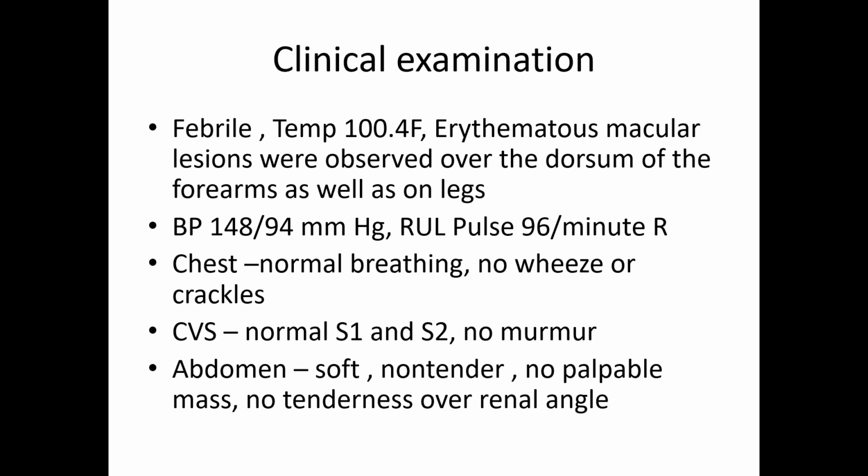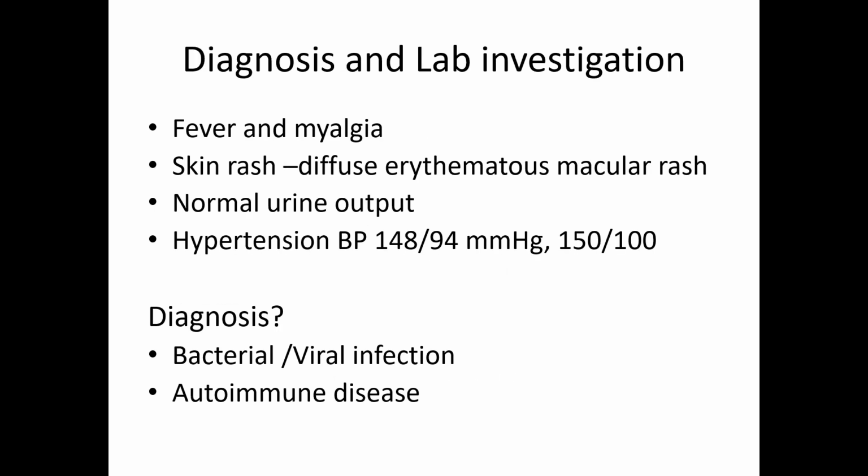Examination of the chest and cardiovascular system is normal, and on abdominal examination there is no tenderness and no pelvic mass. So this patient has a fever, myalgia, and a skin rash, a diffuse macular rash. Urine output was normal, but blood pressure was slightly on the higher side, noted two times.